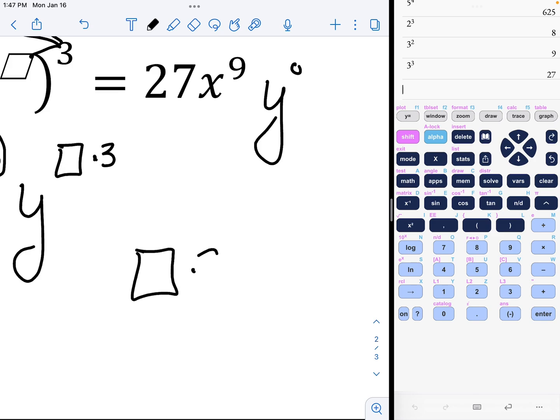So what times 3 would have to be 0 so that the y would be gone. Well, if you divide each side by 3, you would notice the only thing that could be in that box to make a 0 is a 0. So the box would have to be 0.